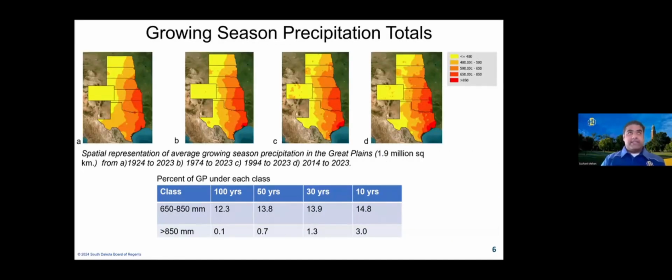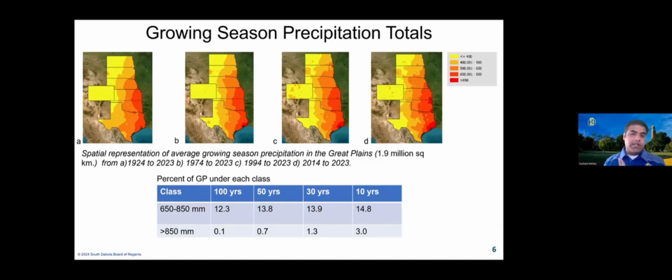So getting into the results, the first thing I would like to discuss with you is the spatial analysis of average growing season precipitation totals across the Great Plains, covering a total region of 1.9 million square kilometers. We are looking at the precipitation data for the 4 time periods. The figure on the extreme left is from 1924 to 2023, spanning 100 years, 1974 to 2023, 50 years, 1994 to 2023, 30 years, and 2014 to 2023, the most recent decade.